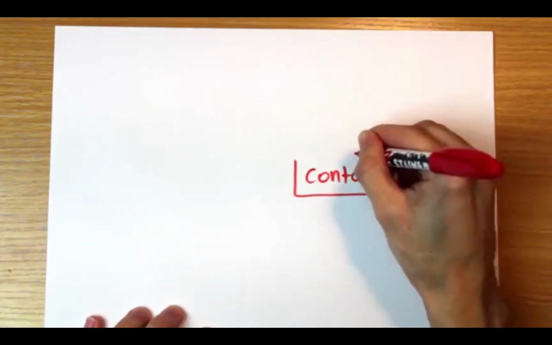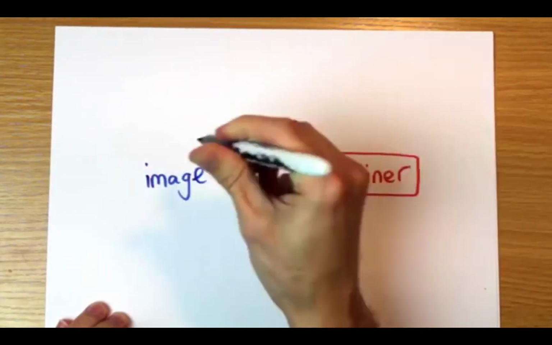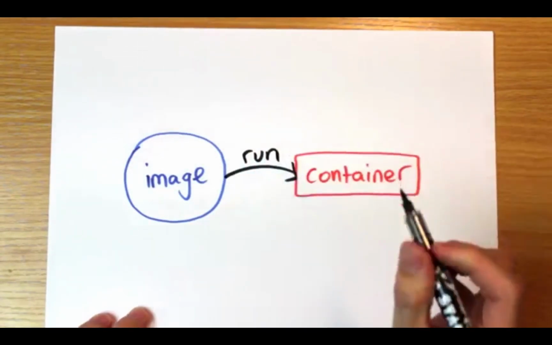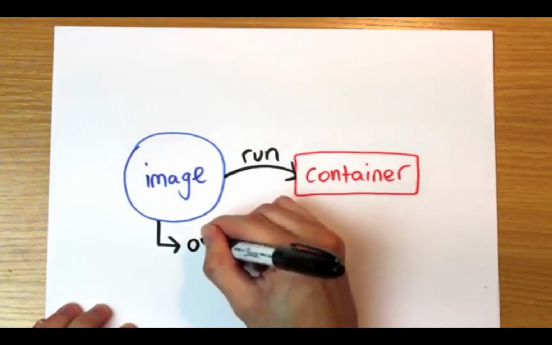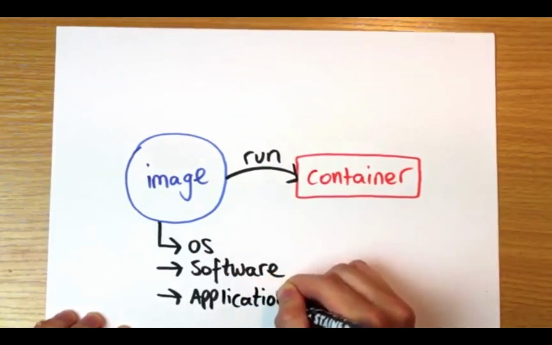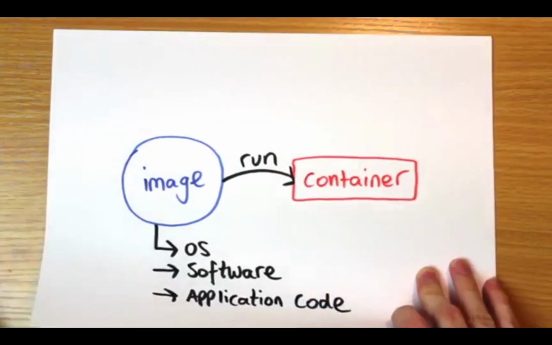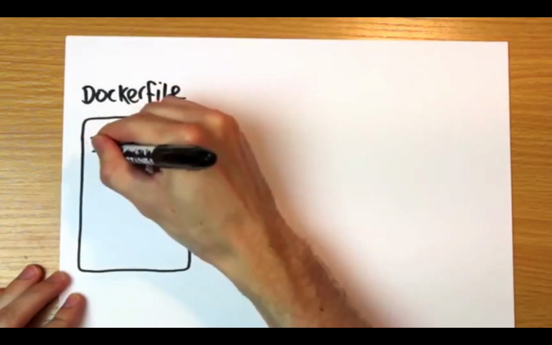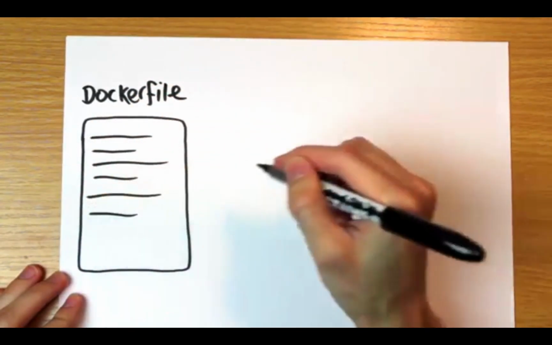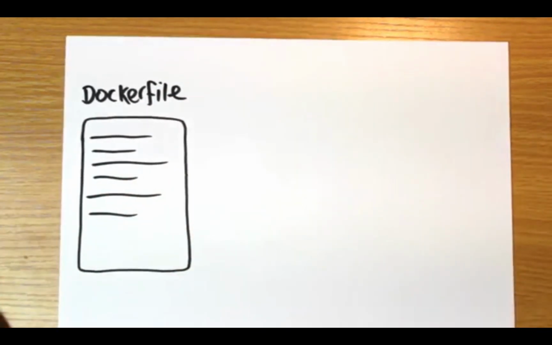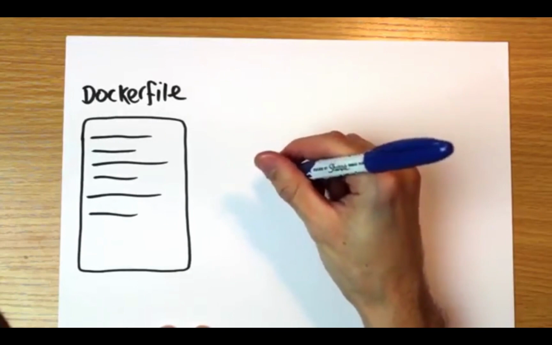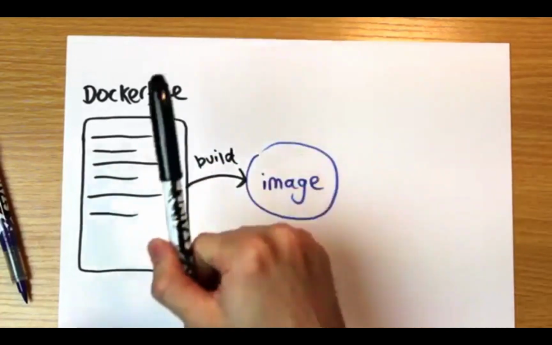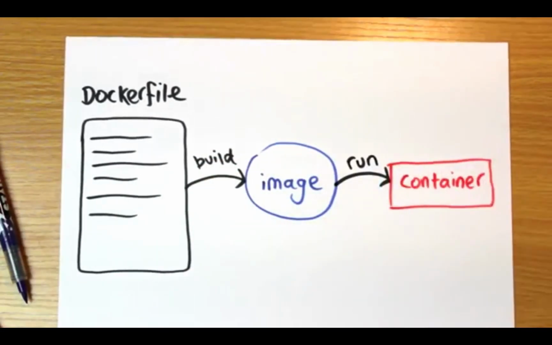So a container is a running instance of an image. An image is a template for creating the environment you want. It's a snapshot of the system at a particular time. So it's got the operating system, the software, the application code, all bundled up in a file. And images are defined using a Dockerfile. A Dockerfile is just a text file with a list of steps to perform to create that image. For example, you'd configure the operating system, install the software you need, copy the project files into the right places, etc. So you write a Dockerfile, then you build that and you get an image, which you can then run to get containers. So let's try out this whole process.